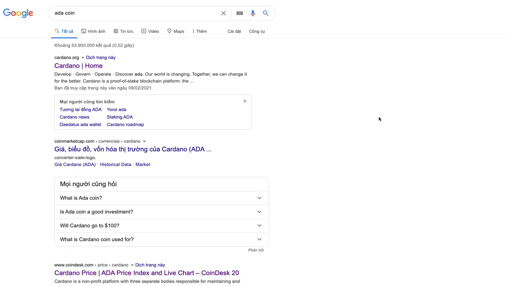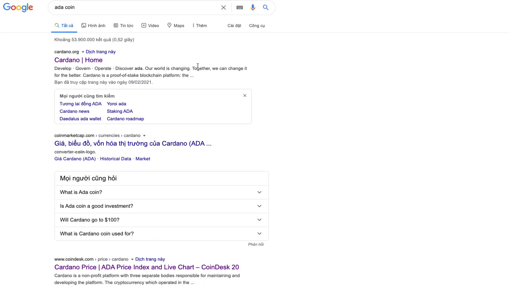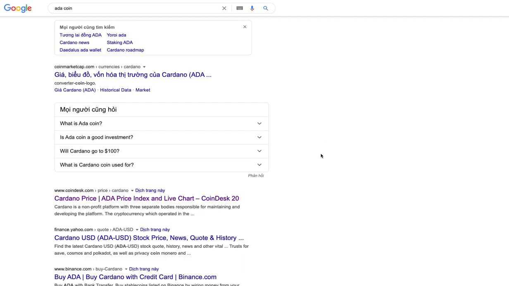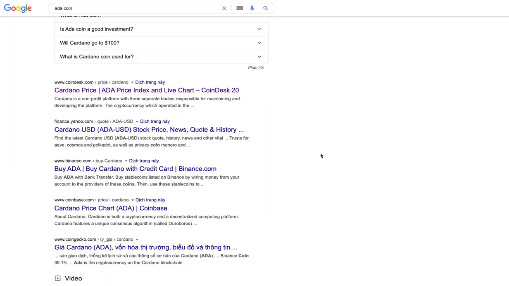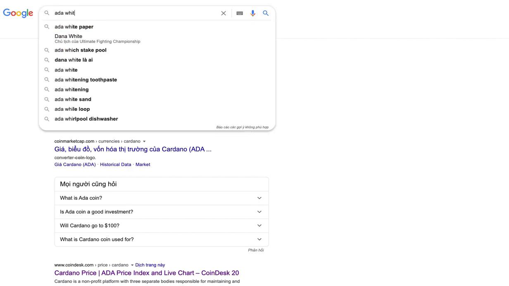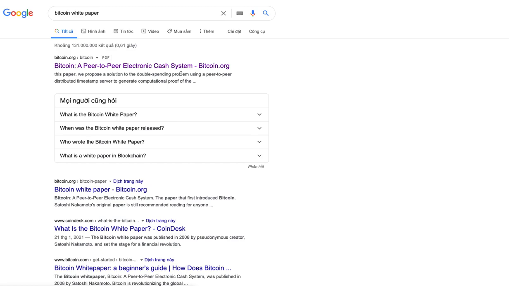One more tip is that apart from going to the home page, reading the code, and reading documentation, it's also very important for you to read several white papers. For example, the Bitcoin white paper. Here's the original white paper.